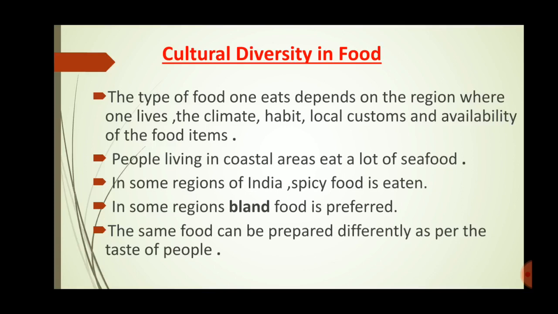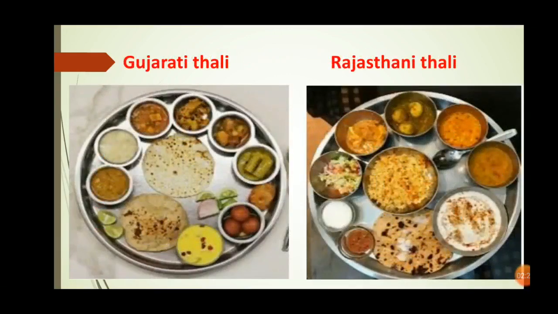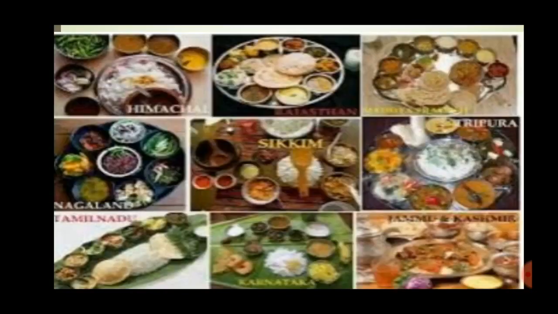Some people like perfectly cooked food, while some people like semi-cooked food. Some people like spicy food, and some people like bland food. So the same food can be prepared differently as per the taste of the person. Here you can see the image of a Gujarati thali and a Rajasthani thali. There are some more thalis which belong to different states.